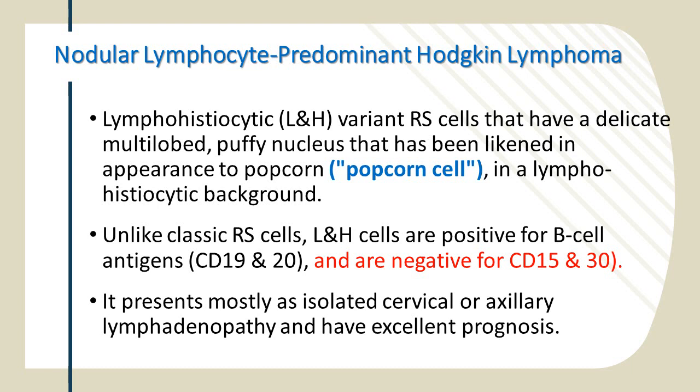Unlike classic Reed-Sternberg cells, L and H cells are positive for B cell antigens, mainly CD19 and CD20, and are negative for CD15 and CD30. It presents mostly as isolated cervical or axillary lymphadenopathy and has excellent prognosis.